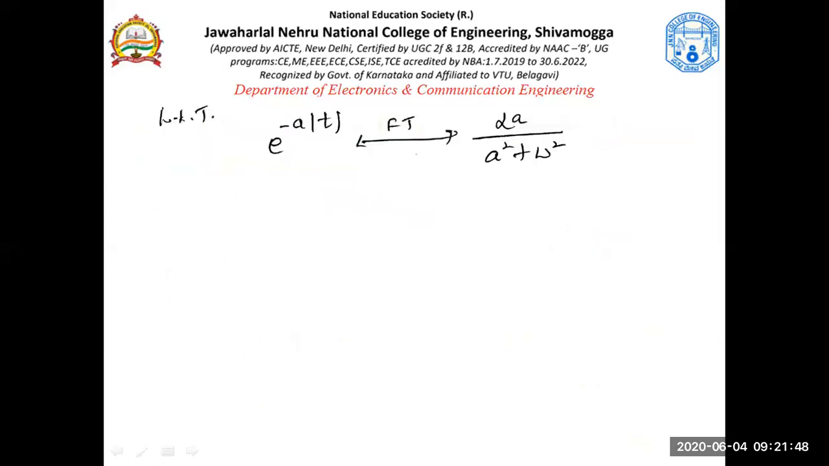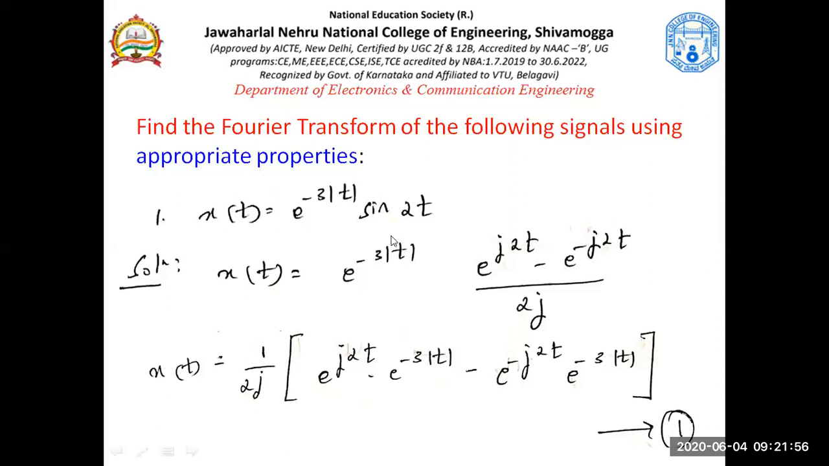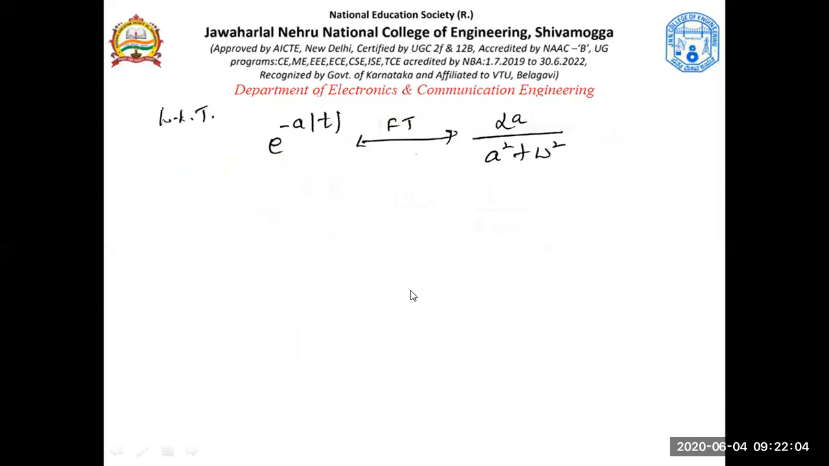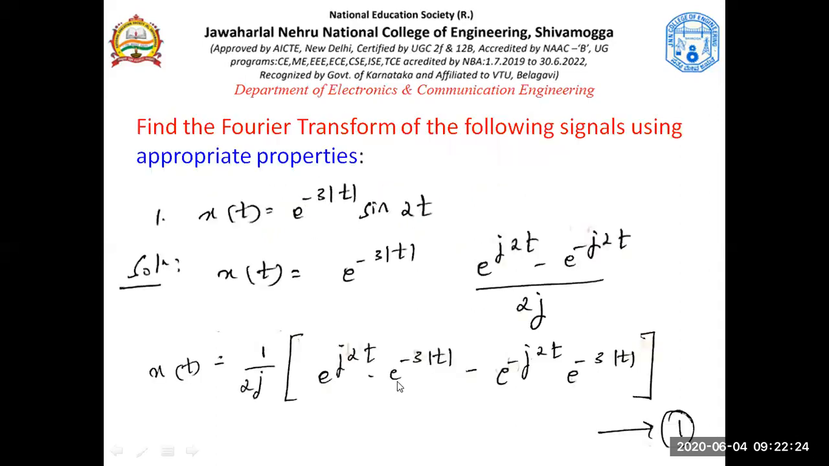Fine. Now, as we saw, the standard transform e power minus a magnitude t. Why do we need that? Here, this is e power minus 3 magnitude t, right? That's why we're interested in this. Since we know this, e power minus 3 magnitude t can be written as this. What is a here? A is 3, so it's 2 into 3, 6. And 3 square would be 9. So this is the Fourier transform of this. Why do we need that? Because we have that here.